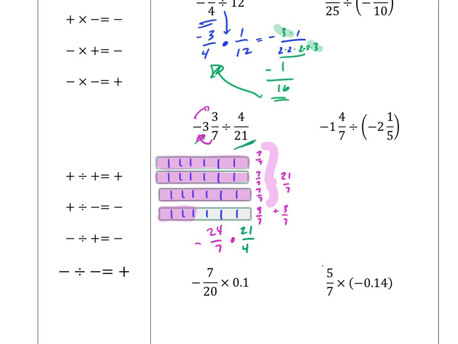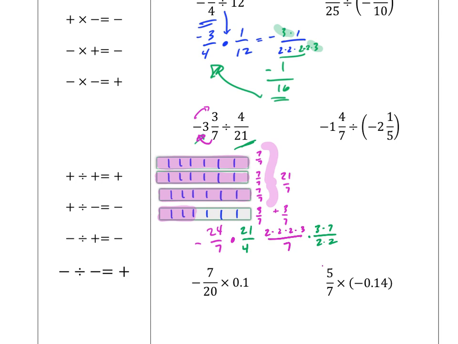Okay, now is when I'm going to break out my prime factorization chart. I'm going to get to my hundreds chart, and I'm going to write out that 24 is 2 times 2 times 2 times 3 over 7. And 21 is 3 times 7, and 4 is 2 times 2.